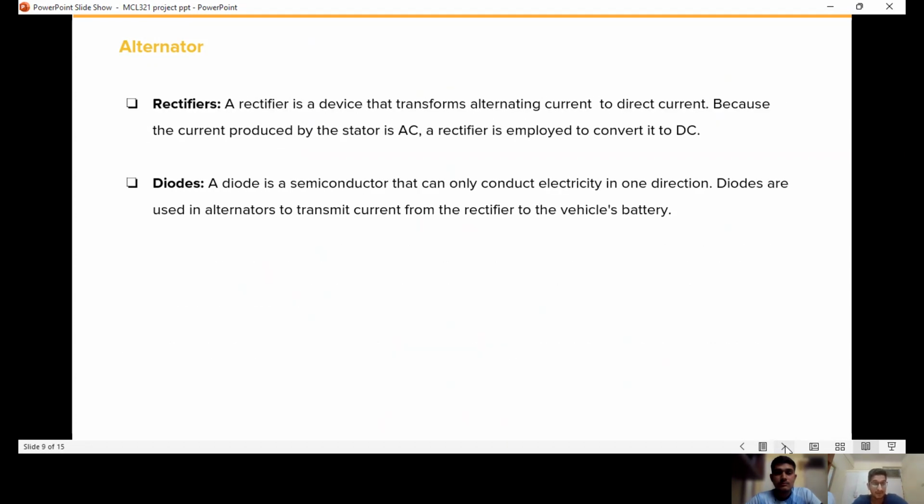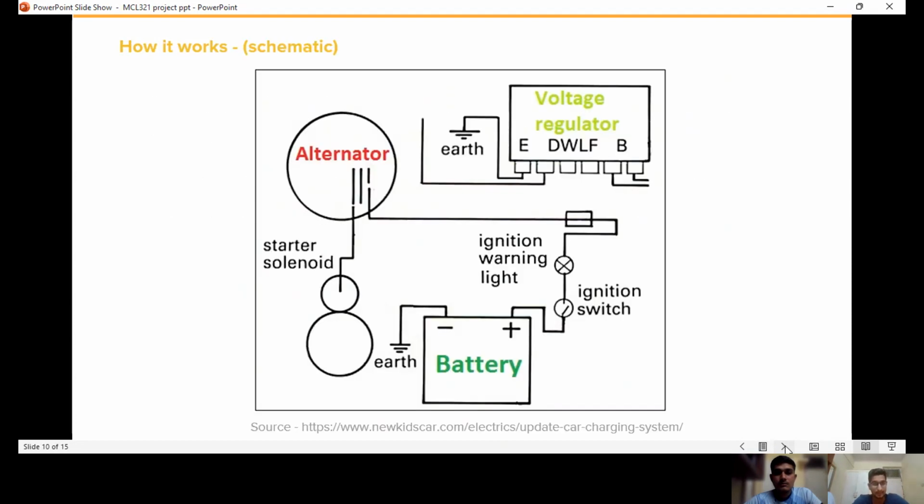The alternator also contains a rectifier, and the basic function of the rectifier is to convert alternating current to direct current. It does the same function here, because the current produced by the stator is AC, but we need to store it in DC form in the battery, so we need to convert it, and that function is achieved by the rectifier. The alternator also consists of diodes, and a diode is a type of semiconductor which conducts electricity in only one direction.